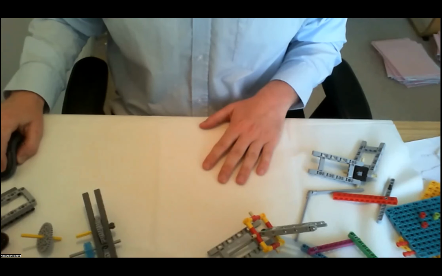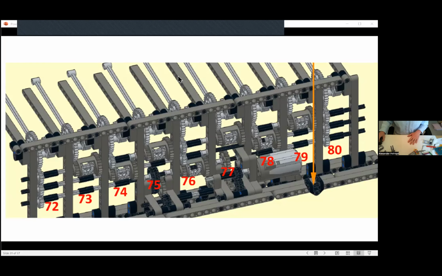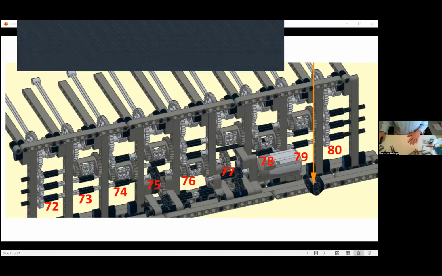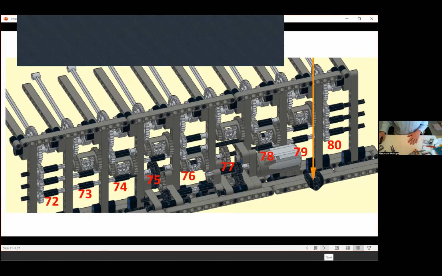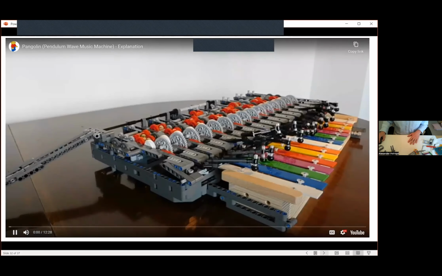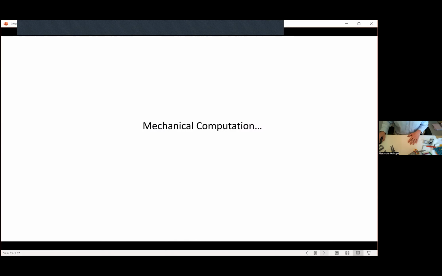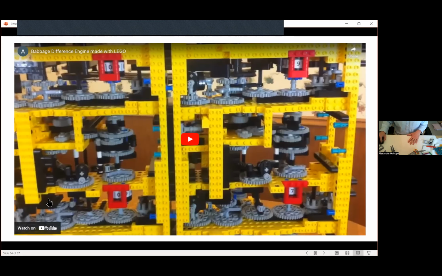I just wanted to tell you really quickly a couple of things. I'm really interested in mechanical computation, and let me just briefly show you some favorites.